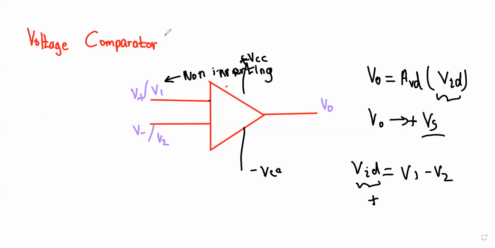So let's say you are providing V plus far higher than V minus. Let's assume V minus is 1 volt and you are providing V plus as 2 volts. So VID is going to be 2 minus 1, which is plus 1 volt. If you put the value over here, assuming AVD is 100, plus 1 times 100 should be plus 100 volts.